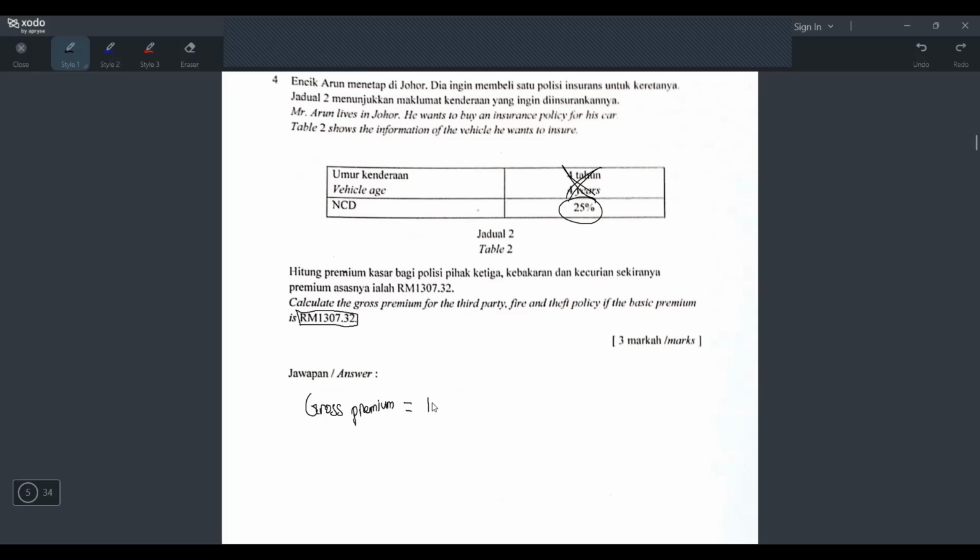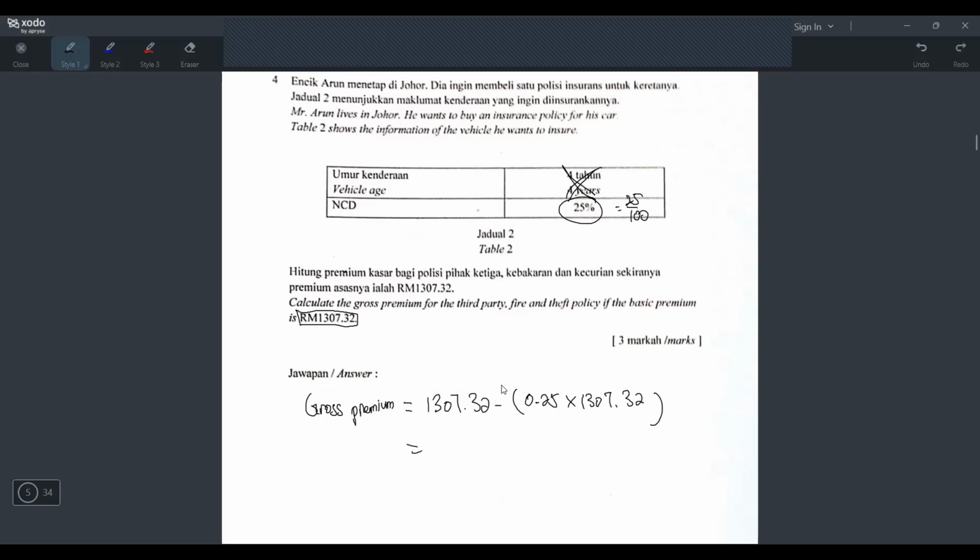Just take the basic premium answer, 1307.32, minus the NCD. And the NCD is 25%, which is 0.25 times 1307.32. Right? 25% is 25 divided by 100. That's why I write 0.25. You can write 25 over 100 here also.